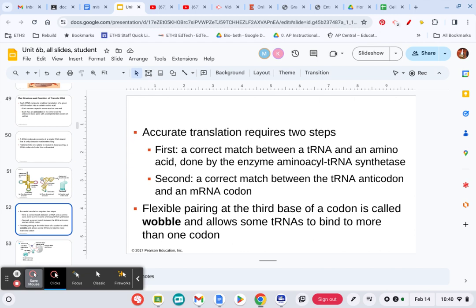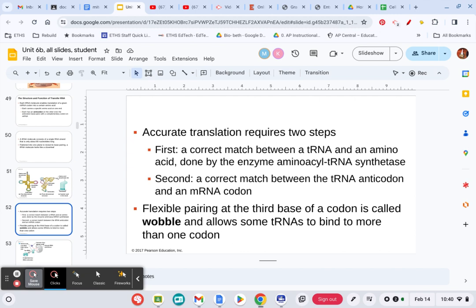Okay. In order for an accurate translation to happen, you have to have 2 things that happen. First of all, there has to be a correct match. So that tRNA and the amino acid has to be right. That particular tRNA has to find a Leu, an LEU. If it brings the wrong one, that's going to be a problem because it still has the same 3-letter anticodon. So it's going to be bringing the wrong amino acid to the party, and that's not good.